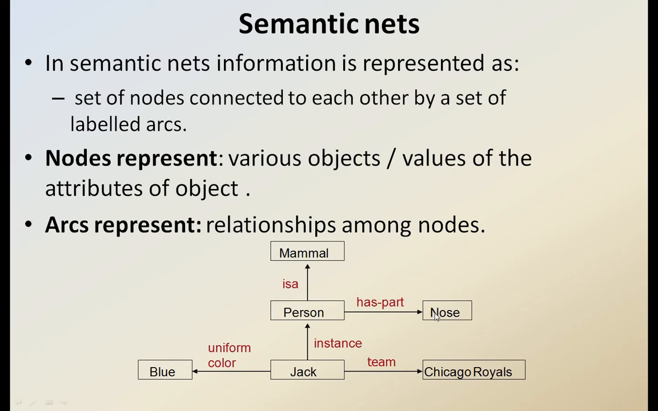And person has a part, nose. The has-part relationship is also represented here. And Jack's uniform color is blue, and the team of Jack is Chicago Royals. Like that, the name of each relationship is clearly specified, and each and every object can be represented like this. So these are the relationships among the nodes. This is one best example of semantic nets, which can be represented with is-a, has-a-part, instance-of relationships, and uniform color, team, like that. Some other names can also be represented in semantic nets.